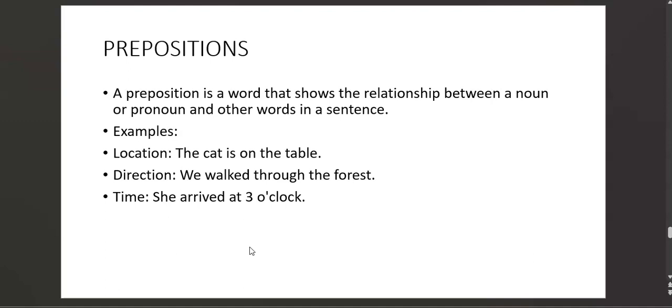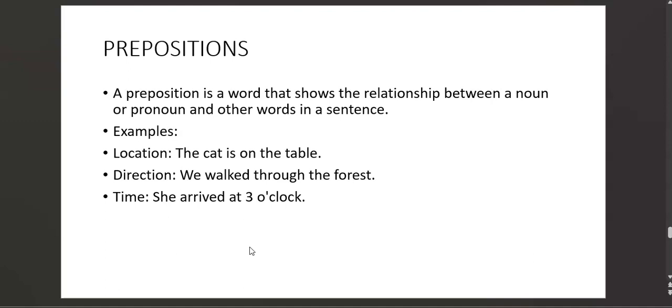So west, east, south can be used to show the relationship between a noun and a pronoun, and they also show the relationship between the two. They show the direction in which something is or how something is moving. The car drove forward, or the car drove backwards. Now, backwards and forwards are prepositions of direction. They show us where the car is moving to. It's either moving forward or backwards.